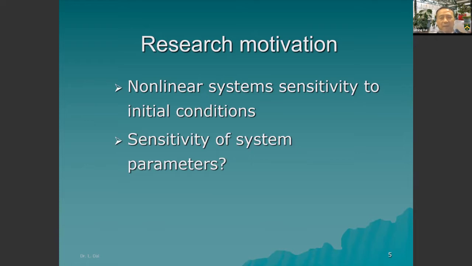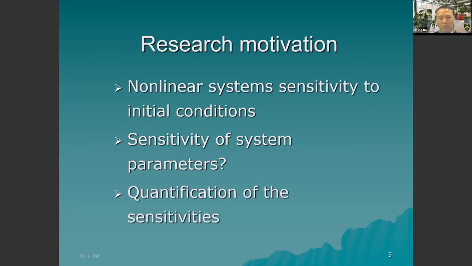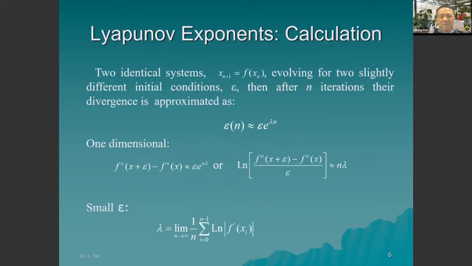Actually, people recognize that systems, especially nonlinear systems, are sensitive to system parameters. However, there's no method to quantify this sensitivity, and we have done something I think very significant on this. So, the quantification of sensitivity of a dynamic system, not just to the initial conditions, but also to the system parameters. I don't want to bother you with the math and the definition of the Lyapunov exponent.